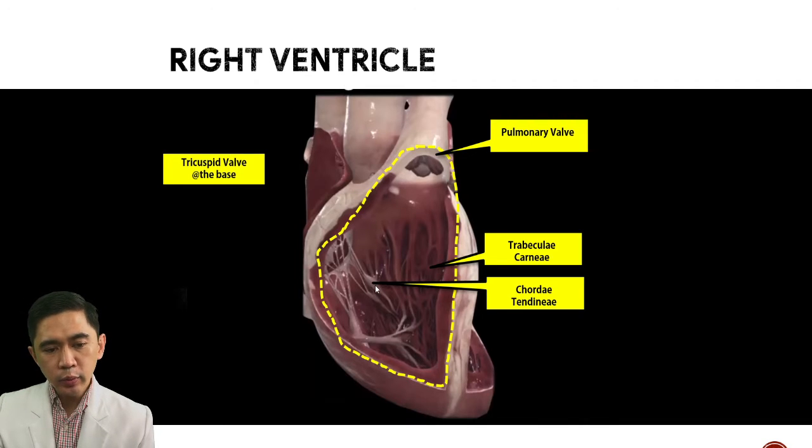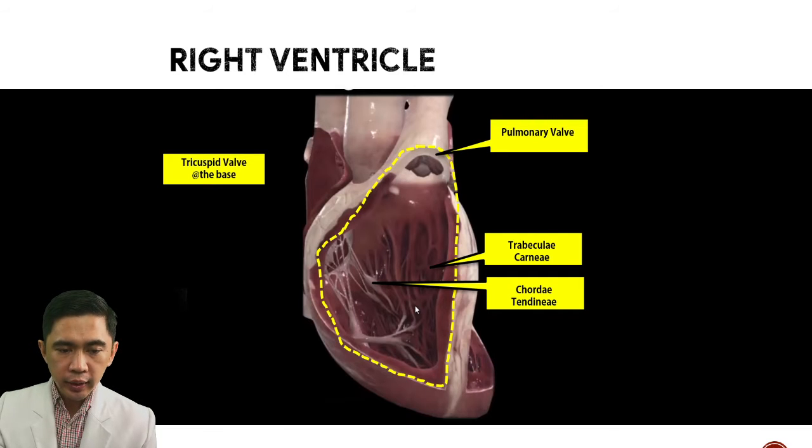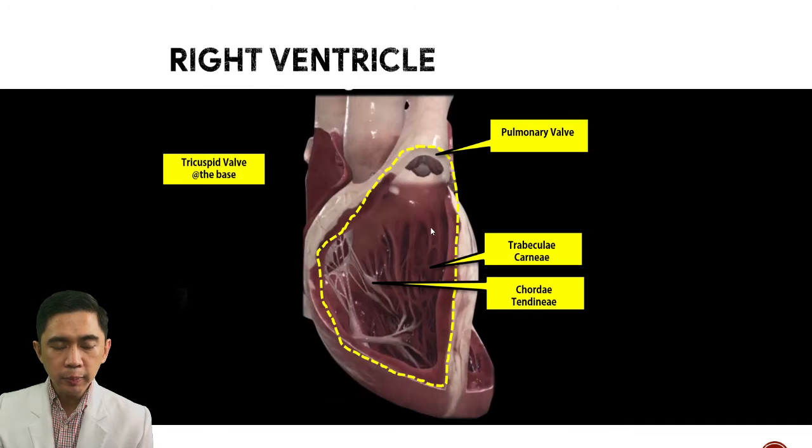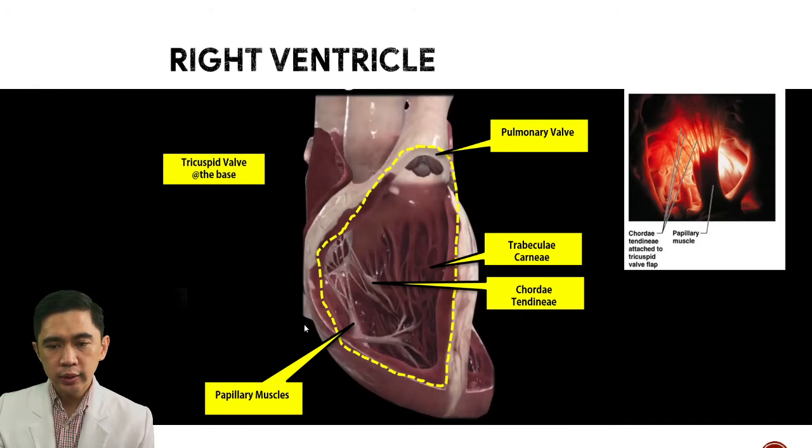This is the tendon which holds the tricuspid valves, and the intermediary muscle between the chordae tendineae and the muscular part of the ventricle is what we call the papillary muscles. So this is a good view of chordae tendineae attached to the tricuspid valve, and the muscle intermediary between the ventricle and the chordae tendineae is what we call the papillary muscle.